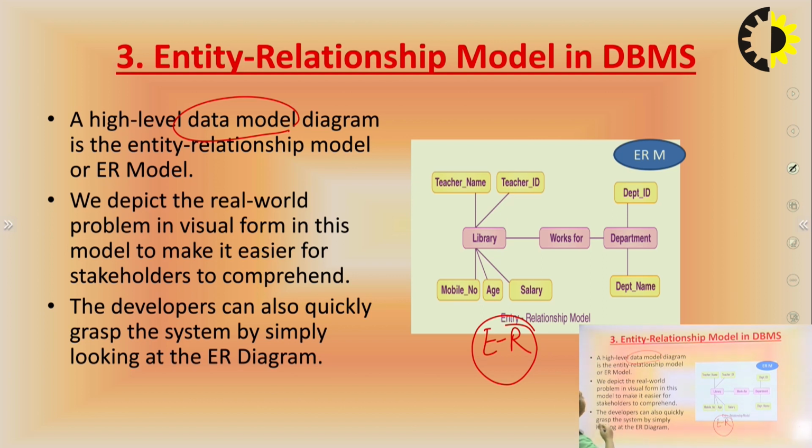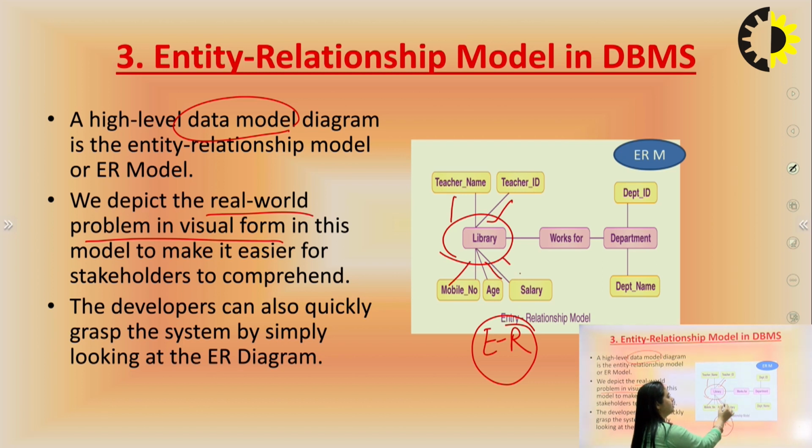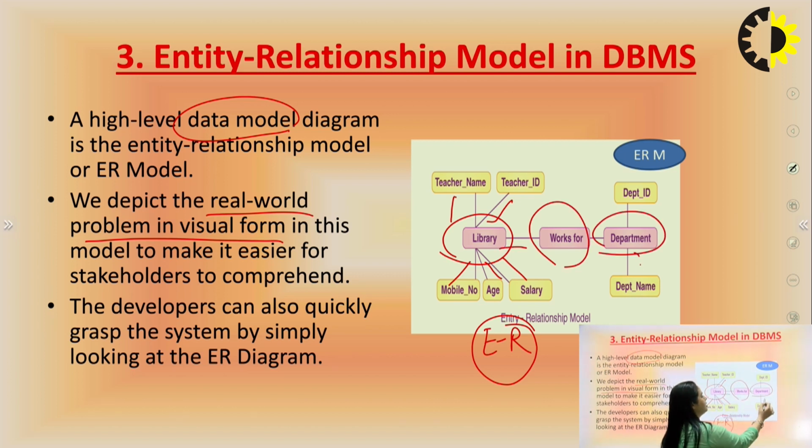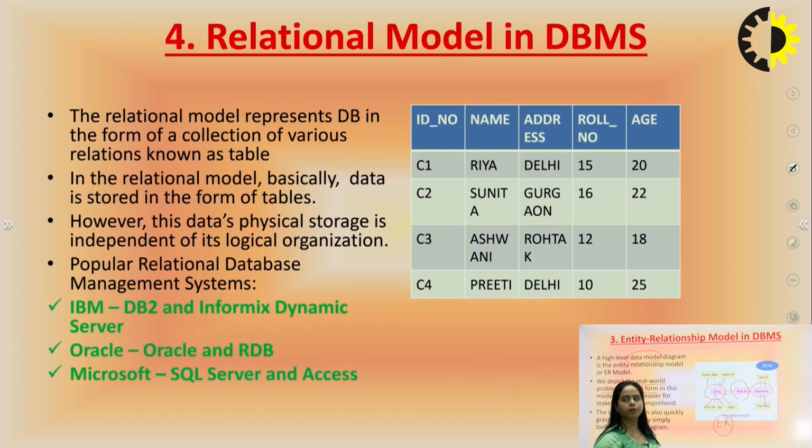We depict the real world problem in the visual format with the help of an ER diagram. Here, library is an entity, and the teacher ID, mobile number, age and salary are the attributes of this library entity. And this is a relationship between library and department. These are the features of library. So this is known as the entity relationship model, where we represent everything in the form of objects.